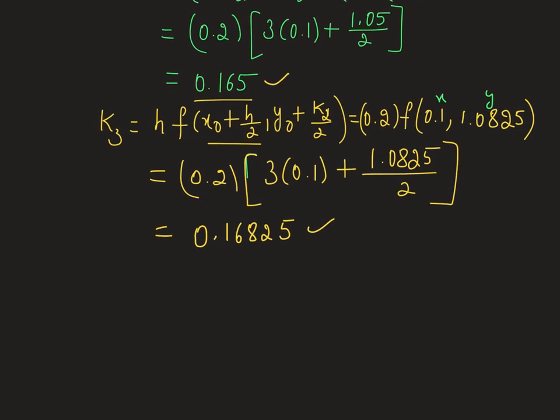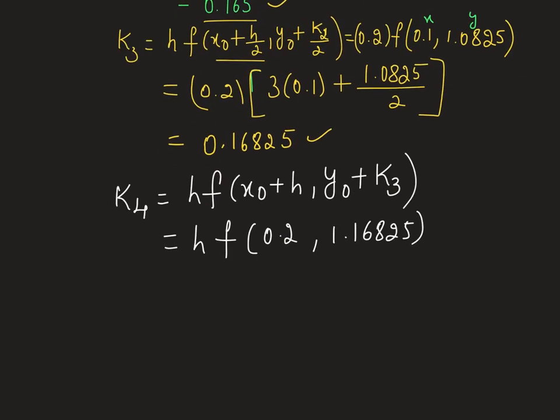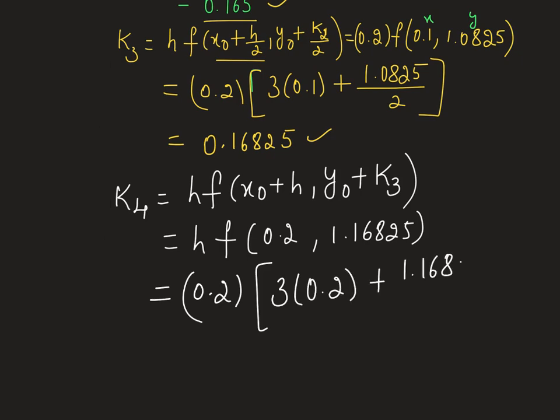And finally, we find k4. k4 is h f of x0 plus h, y0 plus k3. So x0 plus h is 0.2, where h is 0.2 and x0 is 0. y0 is 1 and k3 is 0.16825, therefore 1 plus 0.16825. Now substituting this into the function, we get 0.2 times 3 into 0.2 plus 1.16825 divided by 2. So we get 0.236825.